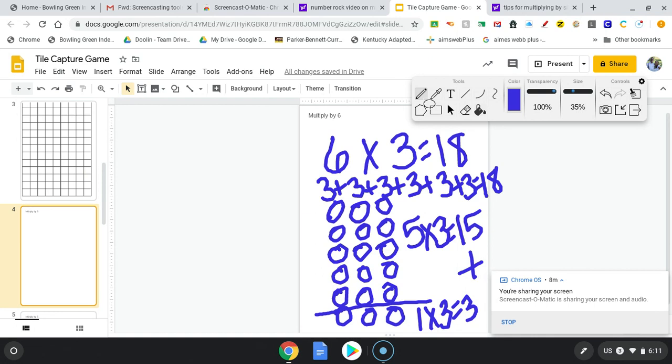So as you are working on multiplying by 6, remember, you are going to watch the video, you're going to play the game, and then you have a worksheet that I want you to complete as well.